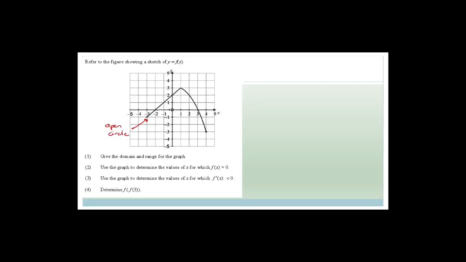Then you've got a straight line going up to this point, and then it's curvy. And then this bit here is a closed circle. Okay, so the first thing they ask us to do is the domain and range.